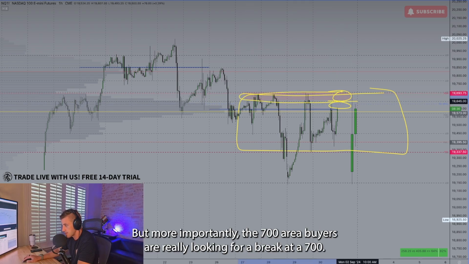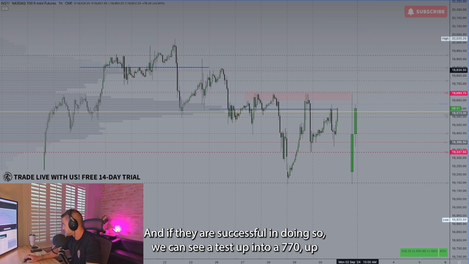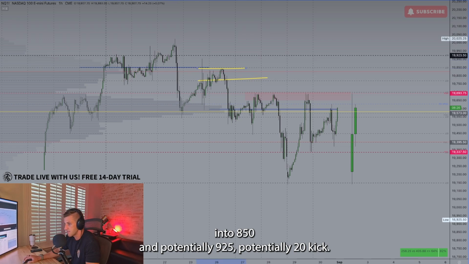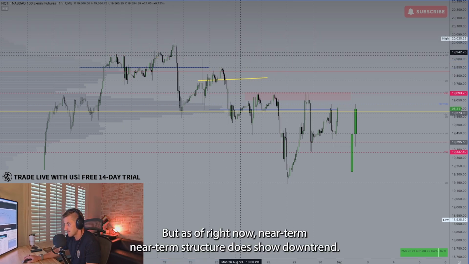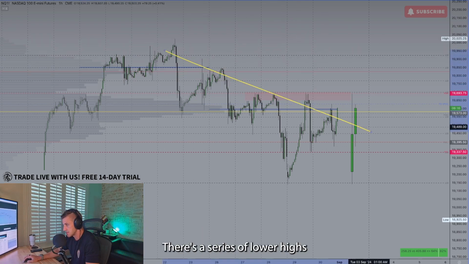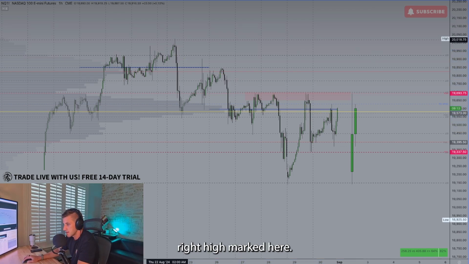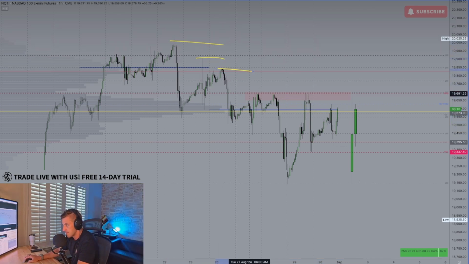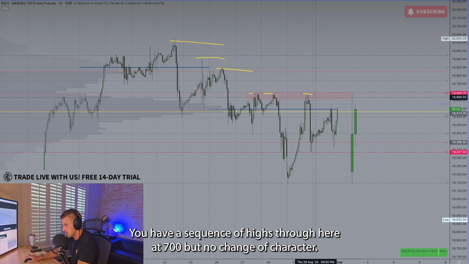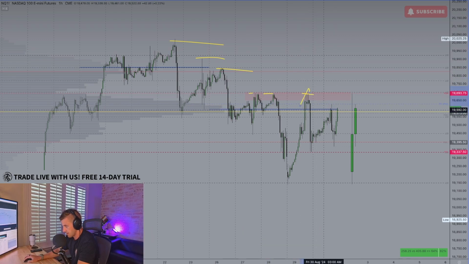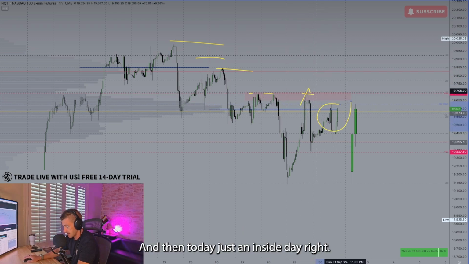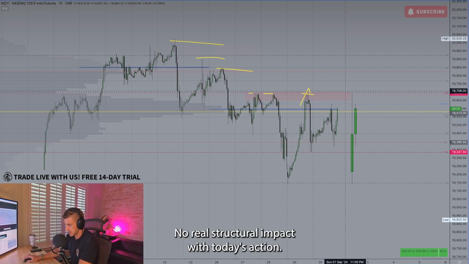importantly, this 700 area. Buyers are really looking for a break of this 700, and if they are successful in doing so, we can see a test up into 770, up into 850, and potentially 925, potentially 20K. Right? But as of right now, near-term structure does show a downtrend. No doubt about it. There's a series of lower highs. Right? High marked here. You have a sequence of highs through here at 700, but no change of character. And then today, just an inside day, right? No real structural impact with today's action.